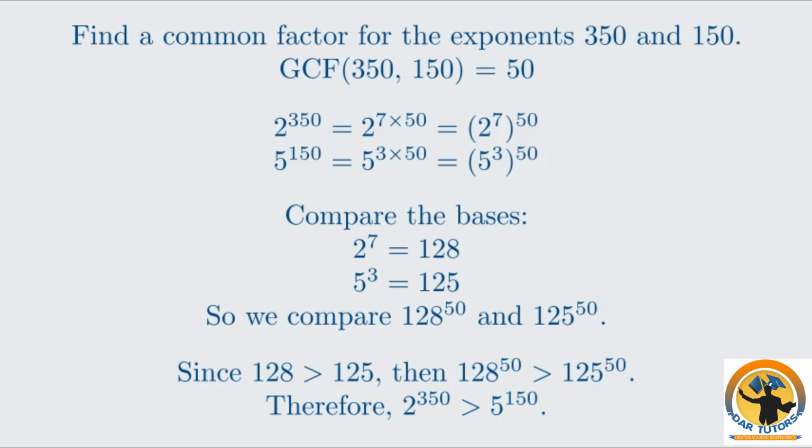This proof demonstrates a powerful technique for comparing large numbers by simplifying their exponents. It's a great example of how understanding exponent rules can lead to elegant solutions. We've covered a lot of ground today. We started by defining exponential functions and their key properties, including growth, decay, asymptotes, and intercepts.